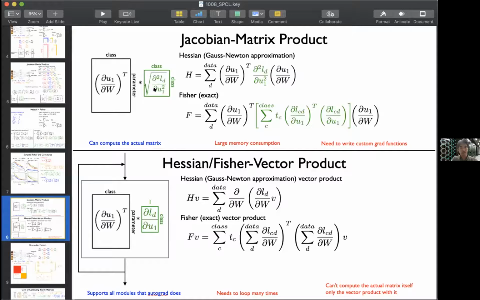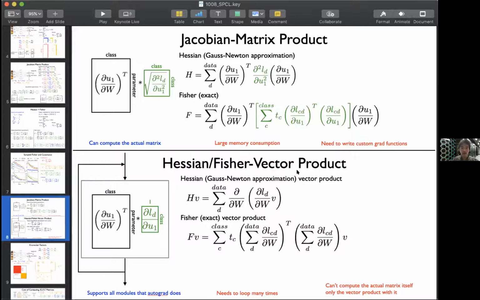However, since you're backpropping a matrix where this one turns into the number of classes, you have that much more memory consumption during the backprop. And because the autograd inside TensorFlow and PyTorch do not actually support this kind of Jacobian matrix product, you need to write custom functions to do this matrix product. And so you can't rely on existing software to do this. So every time you bring a different module into your model, you need to write something, which is a pain.